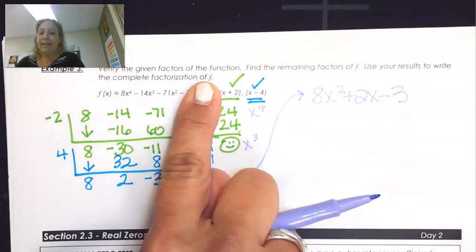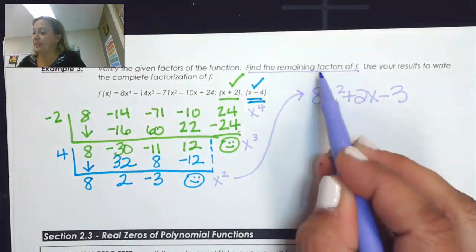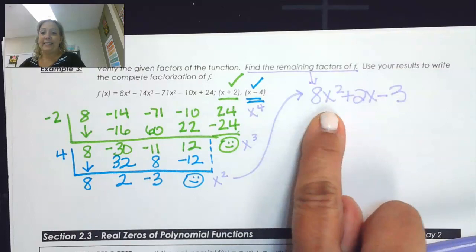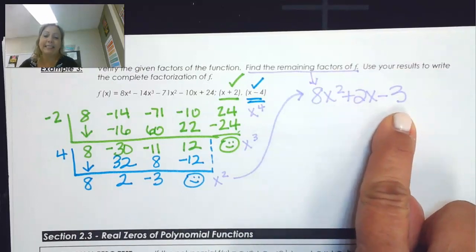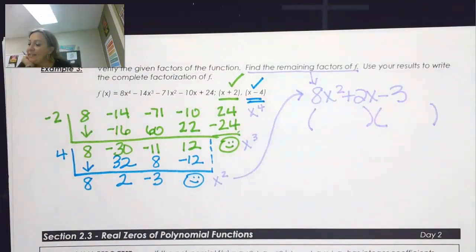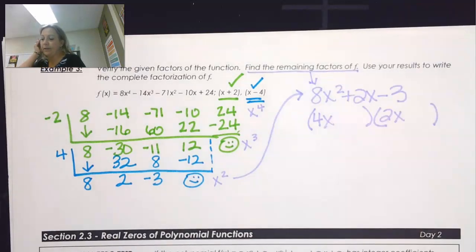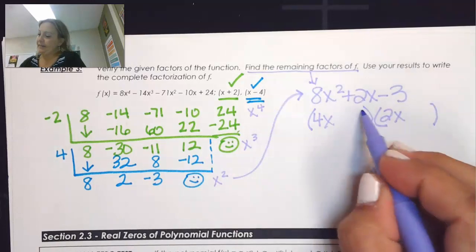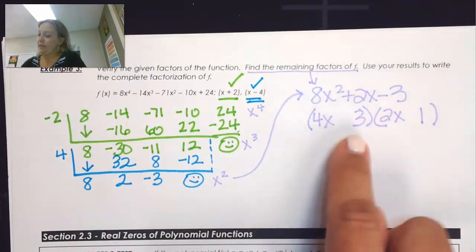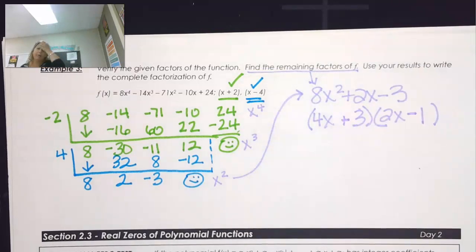We did that. Now it tells us to find the remaining factors of f, and that's what we're going to be doing here. This is the other factor of f. So let's see if we can factor that at all. So 8x squared plus 2x minus 3. I'm probably going to try 4x and 2x because those are kind of in the middle. And if I do 3 and 1, that gives me 6 and -4. So those would be the other factors, okay?